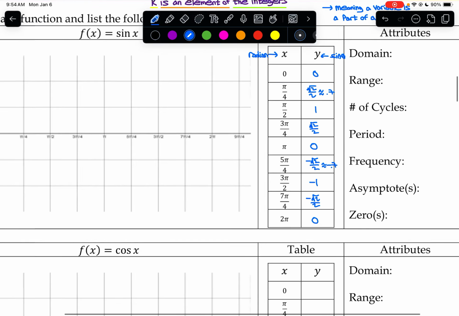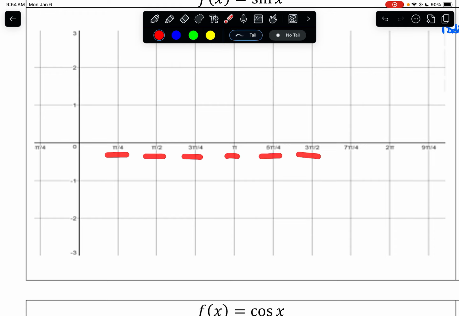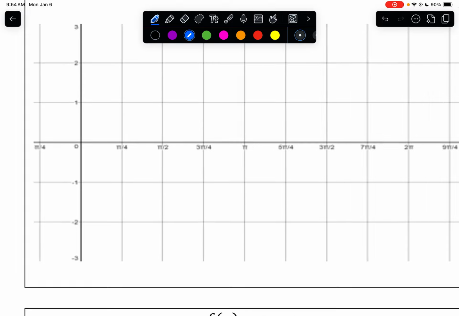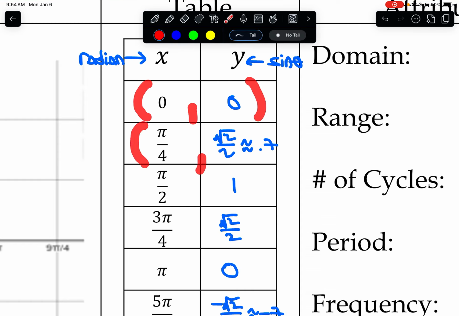Okay, so now if you look at your little graph over here, we actually already have the radians labeled on the graph for you, but just know that they're not always going to be given to you, so you may have to come up with your own scale. That'll also come up in a later lesson. So now we're going to fill out this graph. Each of these is going to represent coordinates. So I'm going to have the coordinate 0, 0, pi over 4, comma, root 2 over 2, pi over 2, comma, 1, 3 pi over 4, comma, root 2 over 2, and so on.